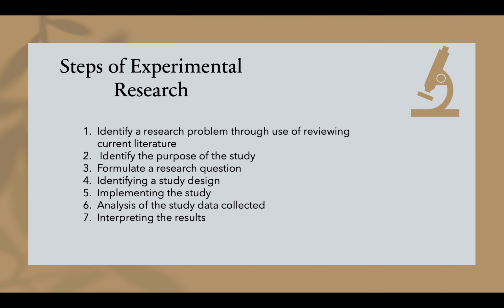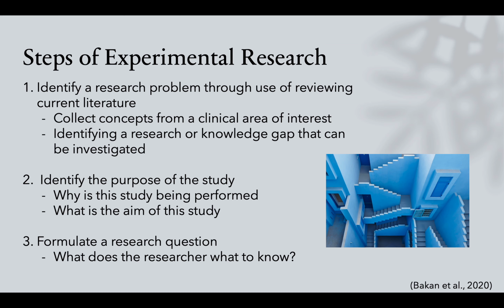Experimental research is an intensive process, but for the purpose of this presentation, we've broken down the process into 7 steps. The first step is identifying a research problem through the use of reviewing current literature. The researcher collects concepts from a clinical area of interest. After research collection, the researcher identifies a knowledge gap that can be investigated.